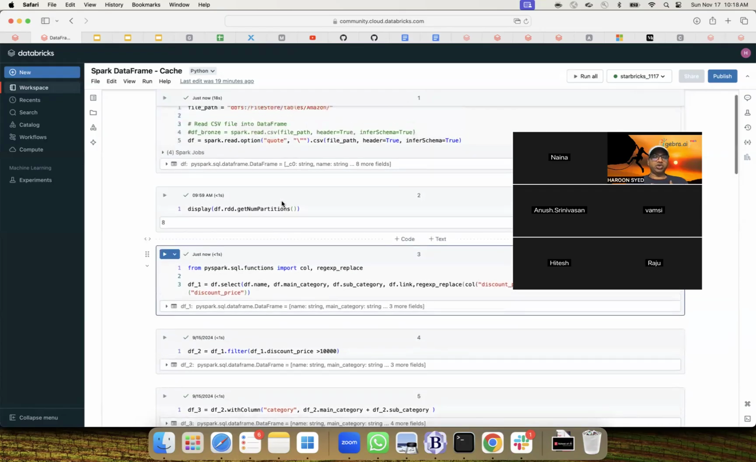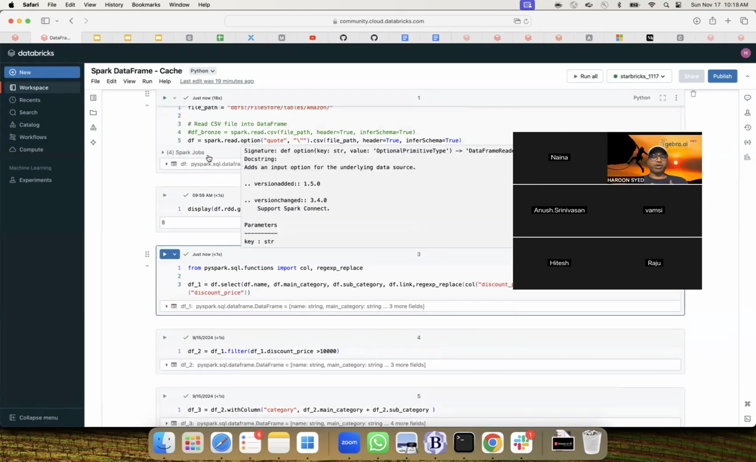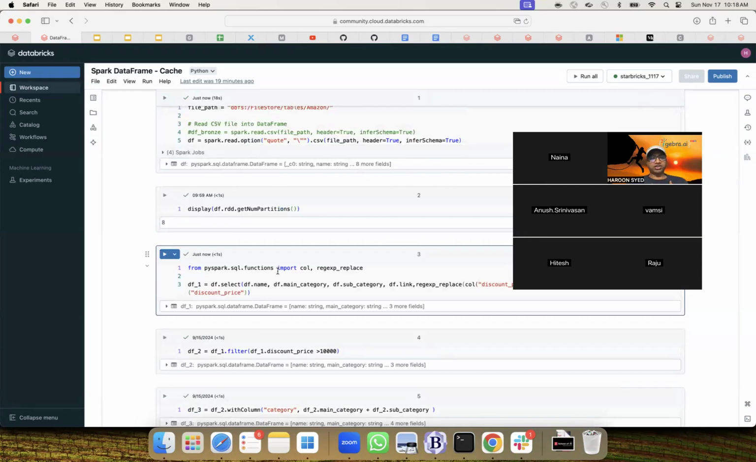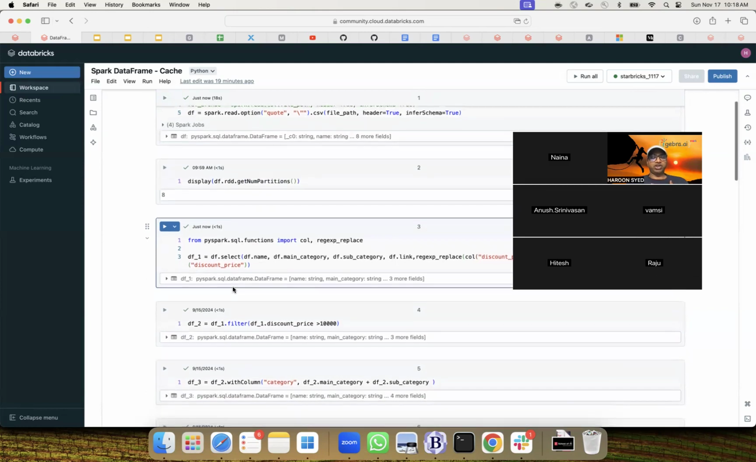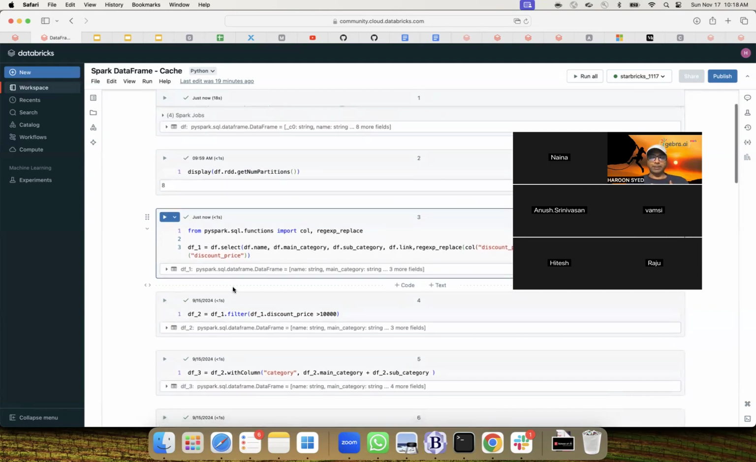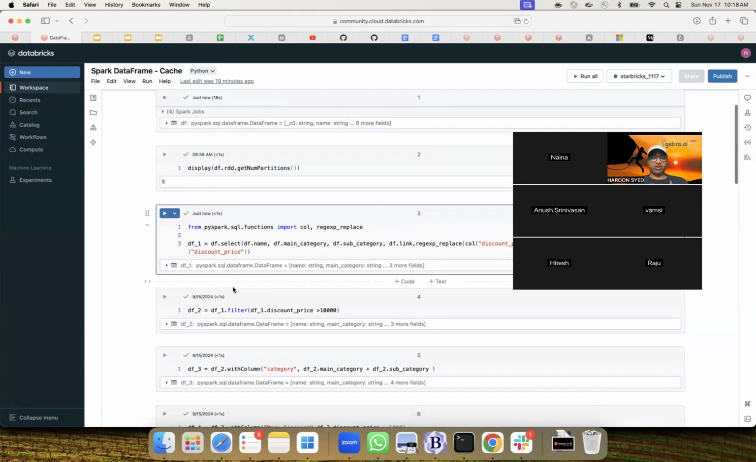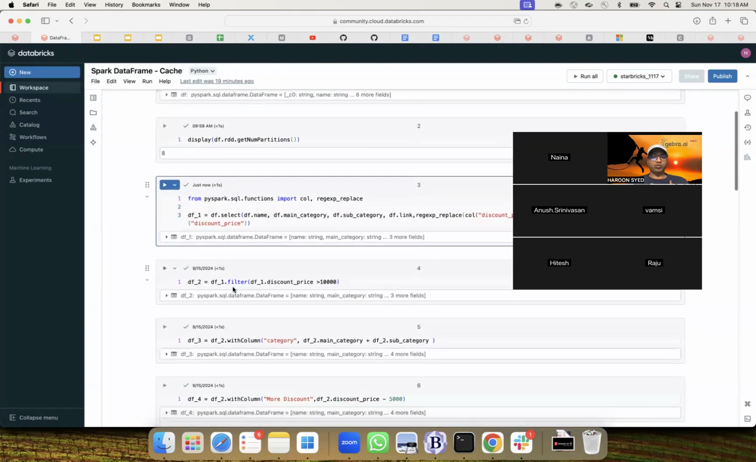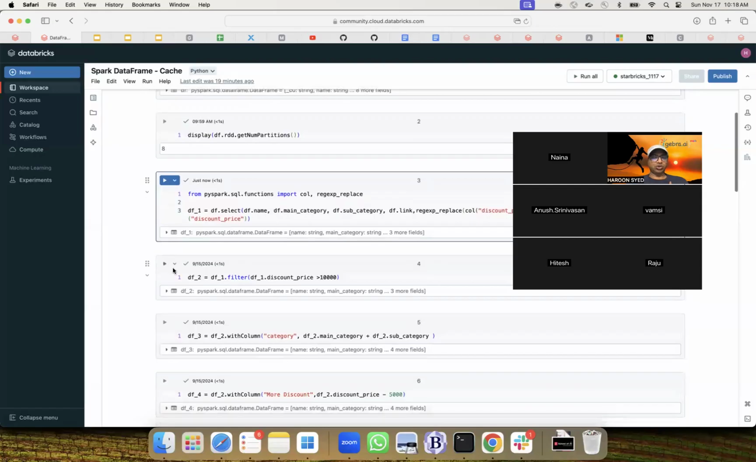Now you can see there is no processing happening yet, right? There are no actions. This is a transformation. This is just scanning, and this is just the transformation. Have you seen any processing yet? Lazy evaluation, right? Guys? Yes. Okay.